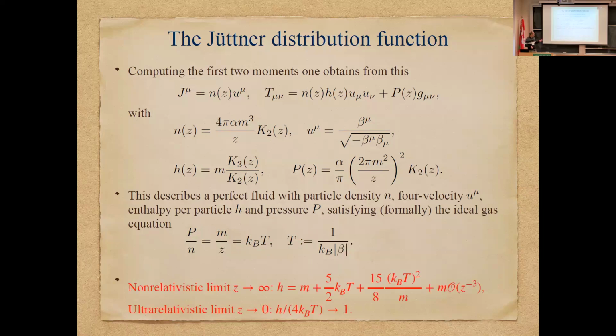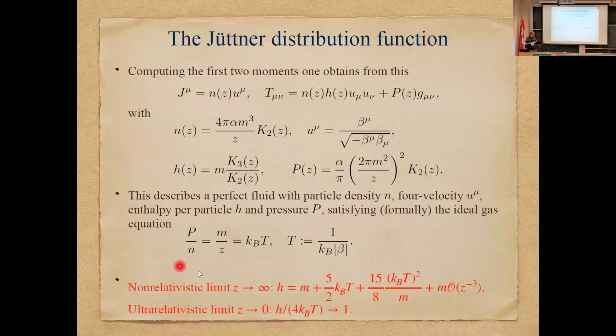So you can look at what happens if the temperature is very low. Low temperature means large z, so the temperature goes like 1 over z. If z goes to infinity, you can just expand this quantity, and then you will find that the enthalpy, I mean, this is the enthalpy per particle, is the mass per particle plus 5/2 kBT.